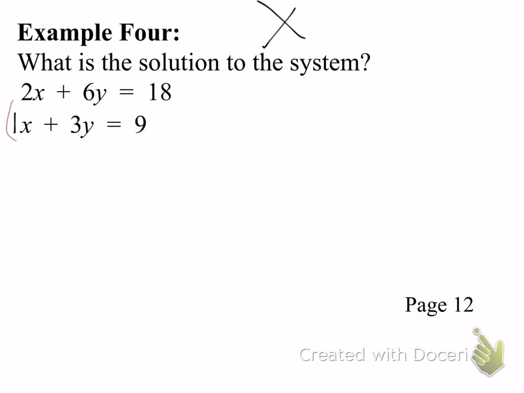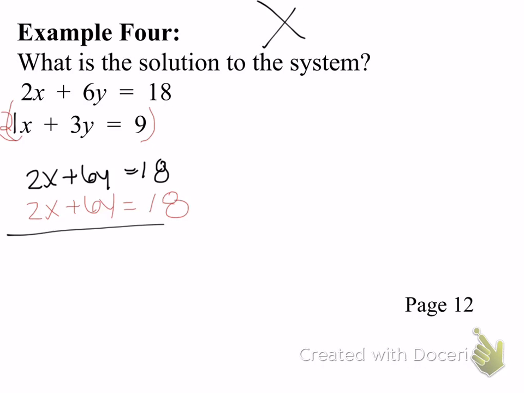So we need to multiply this entire thing by 2. So when we do that, our first one will stay the same. You've got your 2x plus 6y equals 18. Then when we multiply the second one through, you'll get 2x plus 6y equals 18. Well, let's go ahead, draw our line. We know we're going to subtract because they are the same sign.